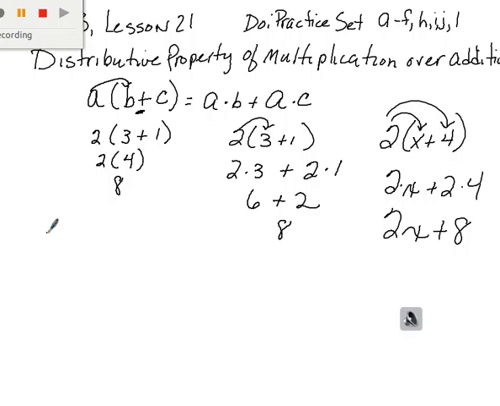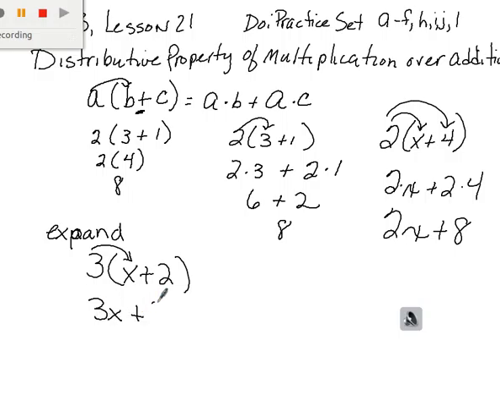They will tell you to expand. When they tell you to expand, that is a clue to simplify it. So if you have 3 times (x plus 2), it looks like the distributive property because it's multiplication over addition. So this would be 3x plus 3 times 2, and it would simplify to 3x plus 6. That's what they mean when they say expand.